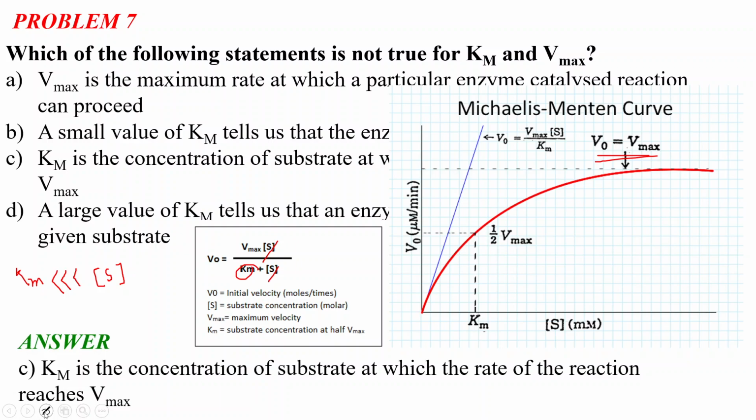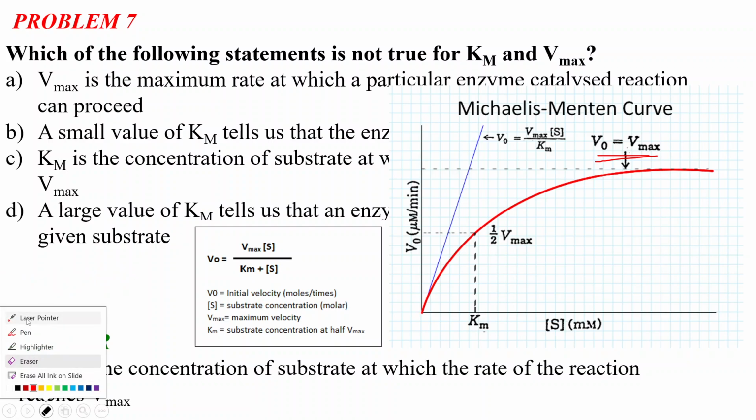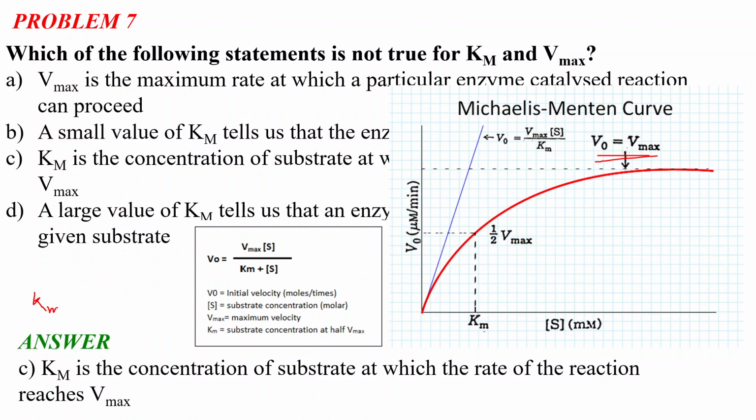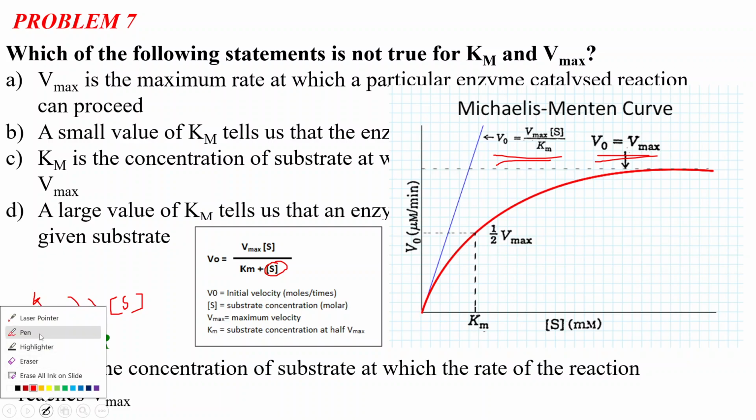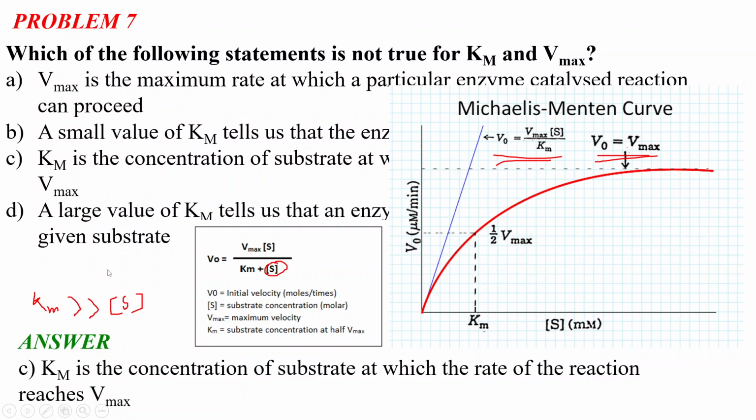Now I will just erase this part, and what will happen when Km is very much greater than S, meaning at low substrate concentration? If the substrate concentration is low, we can neglect this term in the denominator, and we get this kind of equation. The unit of V0 is molar per minute or per second. I think it is clear what Km is, what Vmax is, and what the equation is about.